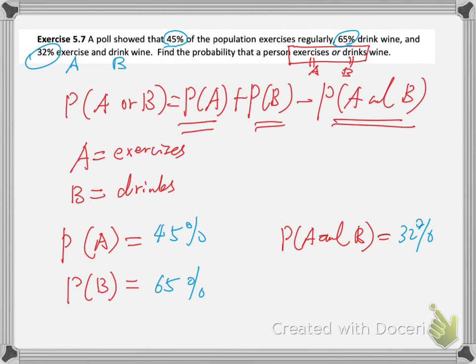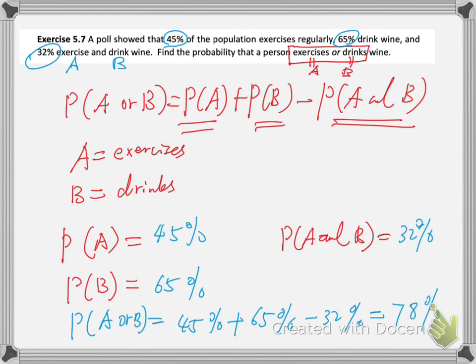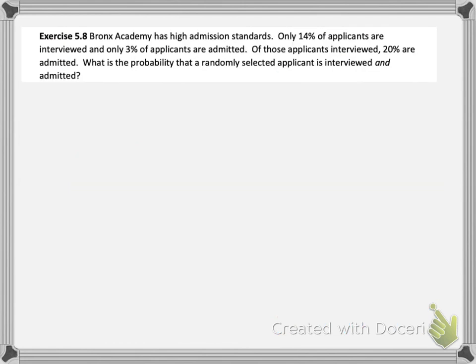So now what's your calculation for A or B? P(A or B) is 45% plus 65% minus 32%. That's 78%. So either drink or exercise, you have more people, that's 78%. That's the problem for the addition law. For the next question, from here to the end, you can see that's the multiplication law.